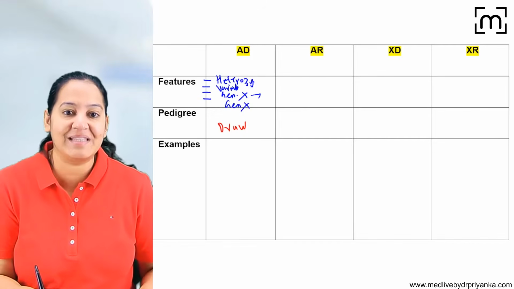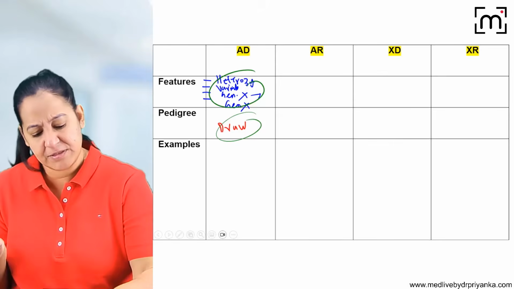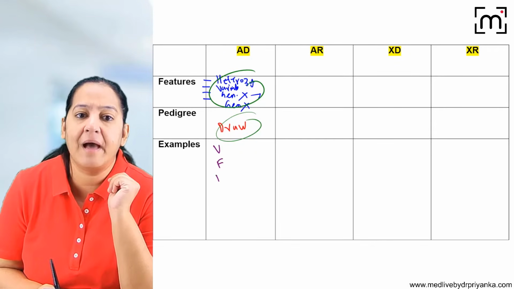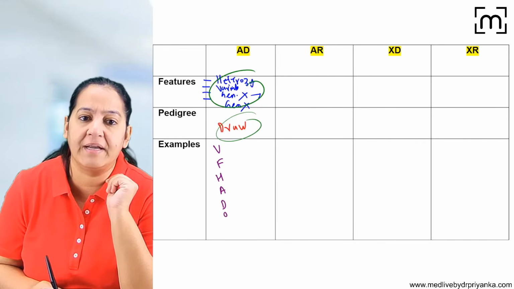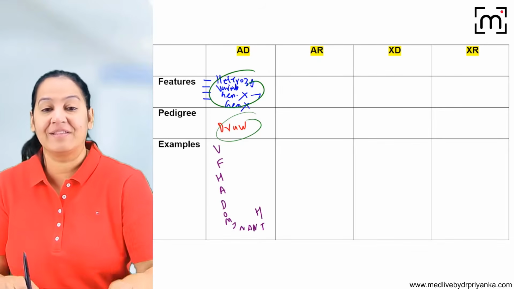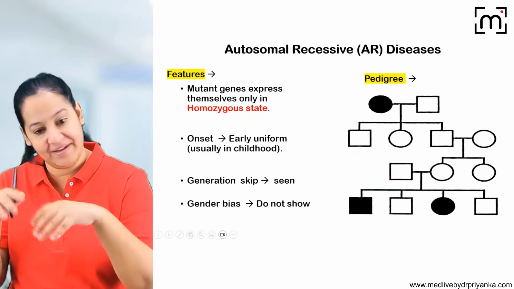So rather than saying prove it in the form of the pedigree, draw the pedigree and say the examples. For examples, it is very easy. You have the mnemonic with you. Familial hypercholesterolemia, autosomal dominant, it is DOMINANT. So say the full form. We are done. Now coming to the next one, autosomal recessive. So see the features, see the pedigree, see the examples.